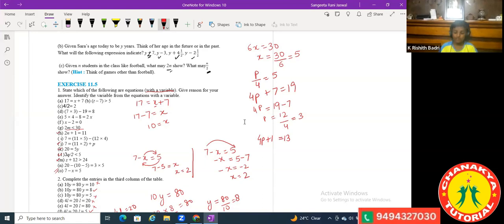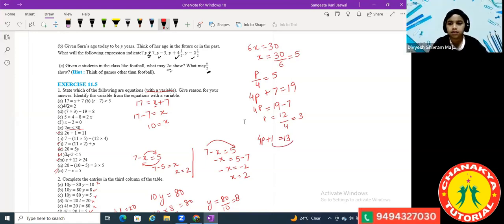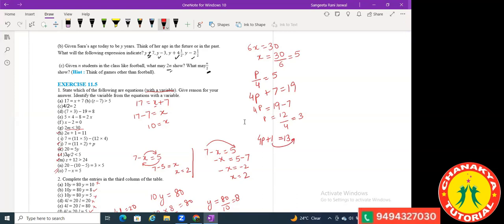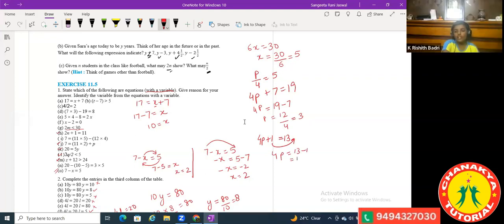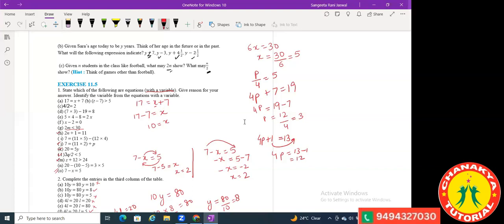What was your first step? Ma'am, your first step was to take the 1 to the other side. So 4p equals 13 minus 1, which becomes 12 by 4. Shivani has done it. Okay, good Shivani. So then p becomes 12 by 4, which is equal to 3. So you get your value of p to be 3.